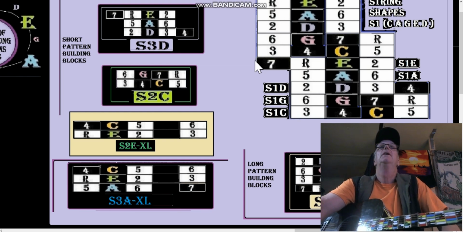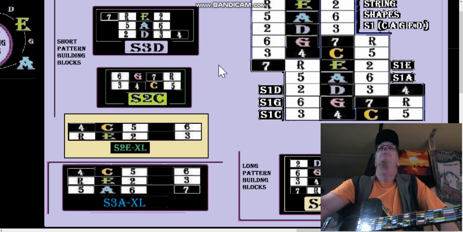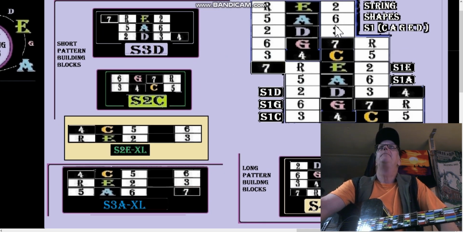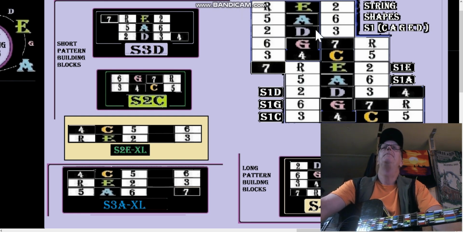Anyway, these are the short patterns, and this is the short pattern stack right up here. So you put the S2C on top of the S3D here, and then another S2C there, and then another S3D here, but this one didn't draw this 4th and 7th. Why that is, I don't know. It should be there. We're not going to worry about that right now.